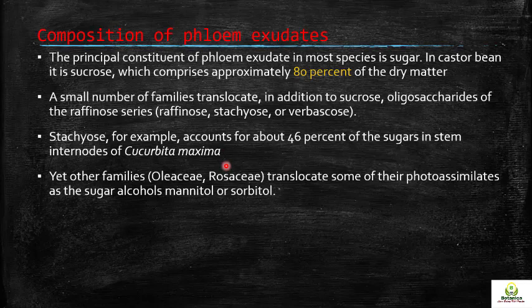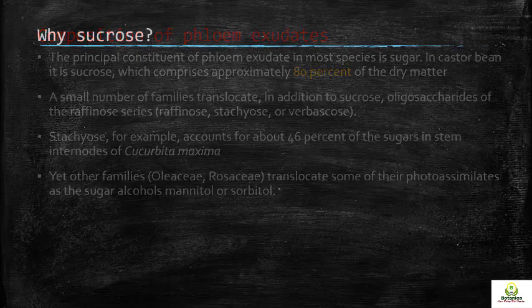When we are discussing something in botany or in any other field, we talk about the generalization, which is the usual process or usual composition. So usually sucrose is the major transport molecule, which is transported from source to sink. So these are all exceptions. There may be other exceptions as well, but these are certain exceptions which we know.